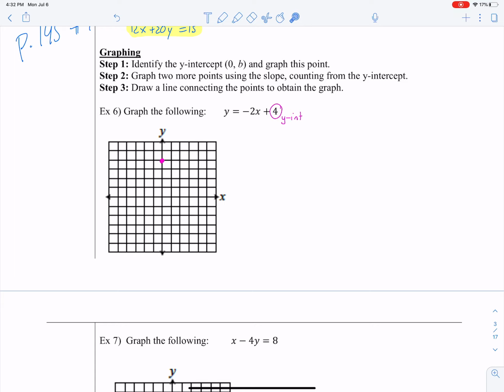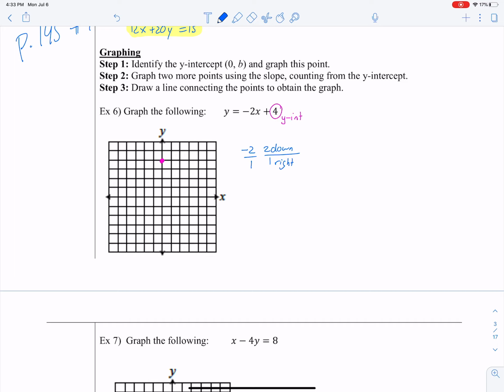Next, I'm going to find my slope. Here my slope is -2. Remember, it's a whole number, so over 1. I'm going to use the same method I learned in the last chapter. Remember, the top number is up or down. So this means 2 down over 1 right. And if I wanted to reverse directions, I could do 2 up, 1 left. So now I can plot some points.